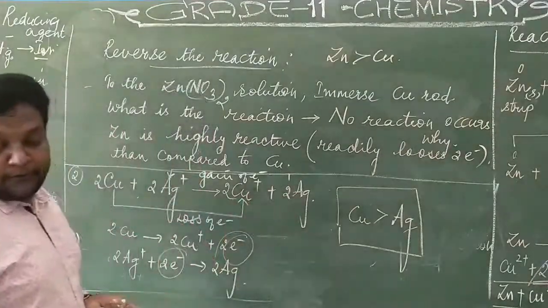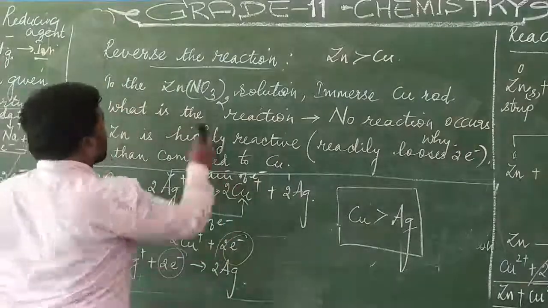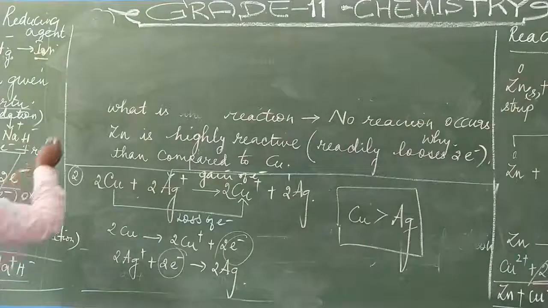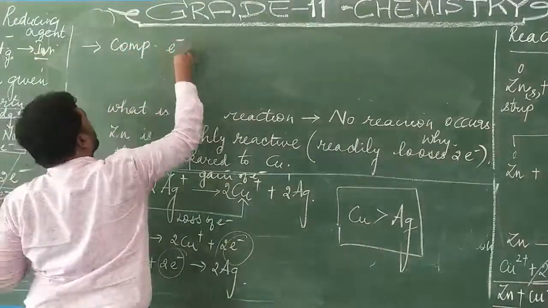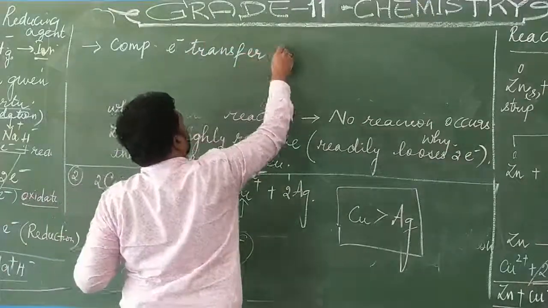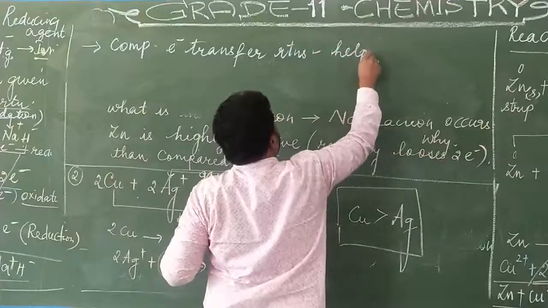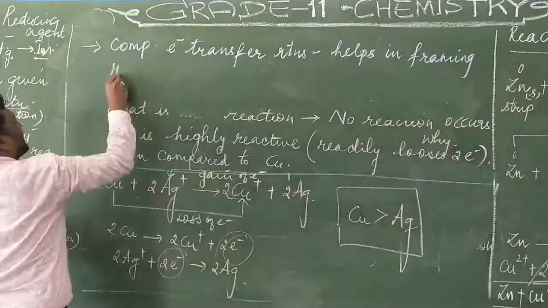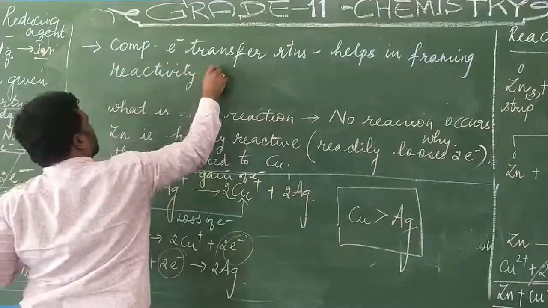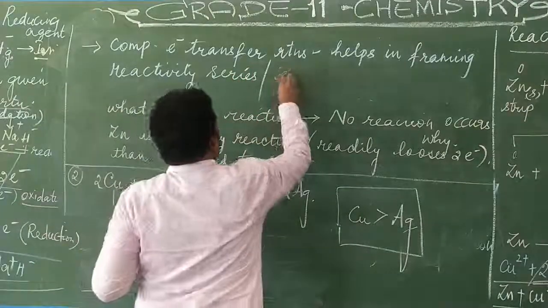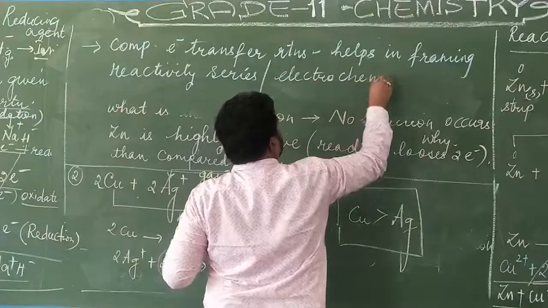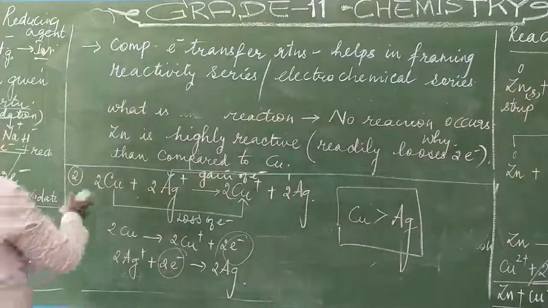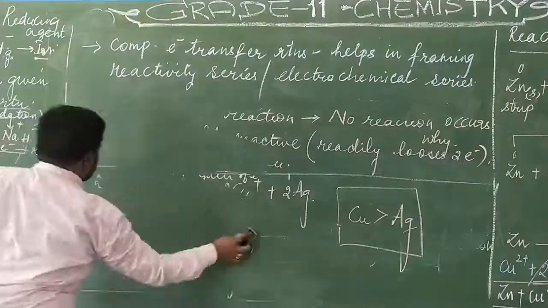So this type of order, what is that order? This type of competitive electron transfer reactions helps in framing the reactivity series, or otherwise we can call it the electrochemical series. Construction of the electrochemical series. Okay, so what is it? Reactivity series or electrochemical series? We'll see now. Reactivity series or the electrochemical series.